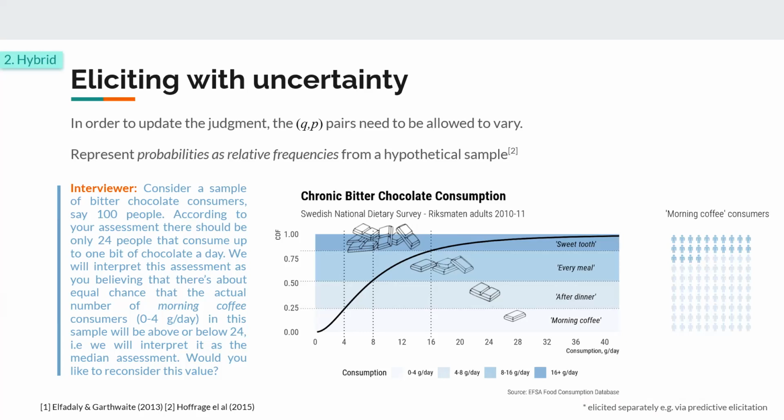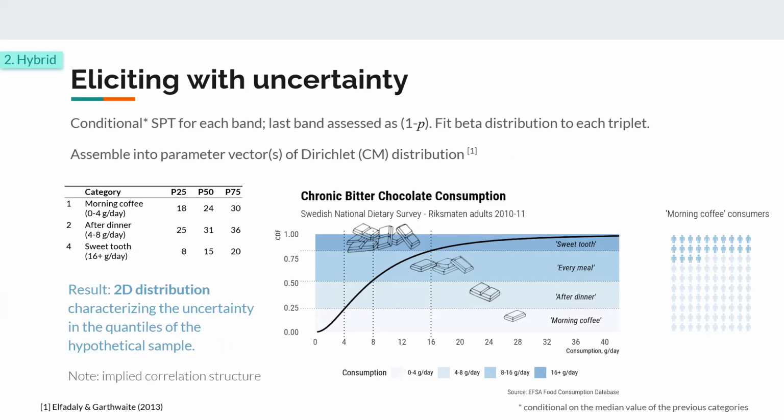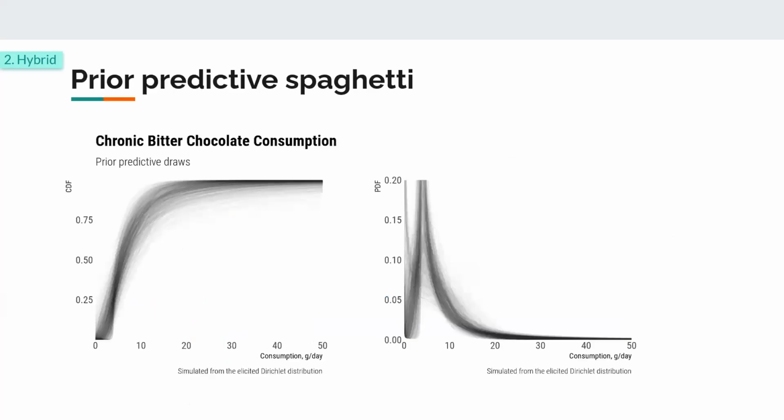So in effect, we're eliciting uncertainty about probability, but we're never calling it that, and the expert can follow the questioning. So at the end, we get to this table of morning coffee consumers, 24 in the middle with some uncertainty around it, 18 to 30. And after dinner, that's 2 bits of chocolate, and sweet tooth and all of that. All this table can be encoded into the Dirichlet distribution so that we can generate samples from that assessment.